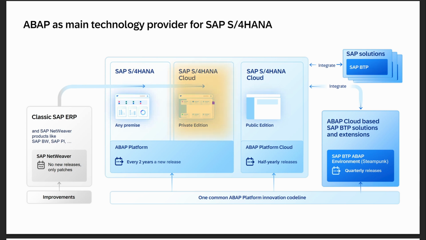S4HANA Cloud Private Edition. The system is hosted by a hyperscaler and operated by SAP via a RISE contract. However, some tasks are still the responsibility of the customer and must be performed independently or commissioned from SAP. From a development perspective, everything can still be done, but ABAP Cloud is recommended by SAP.